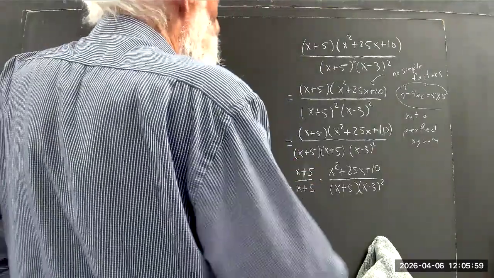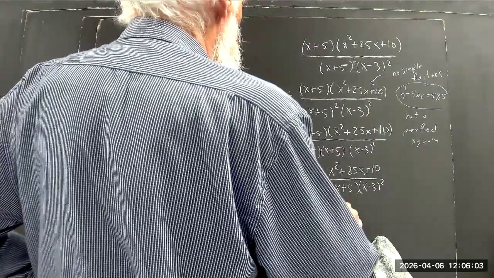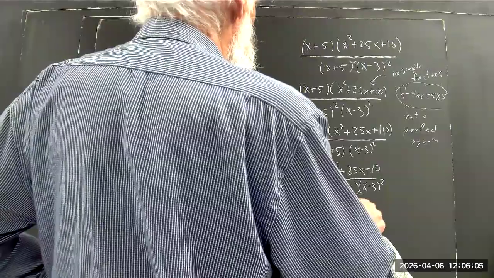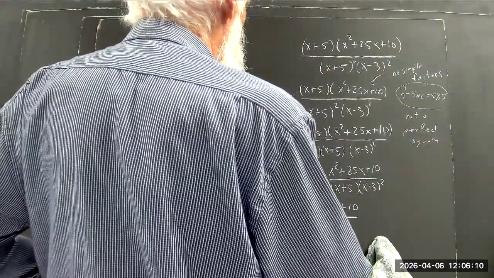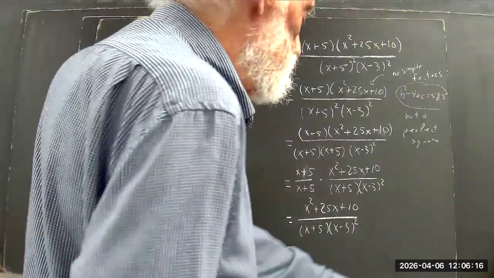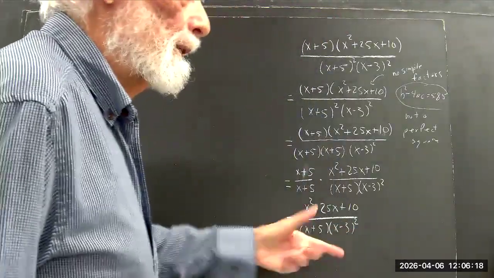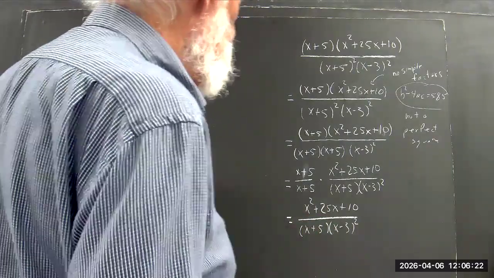x plus 5 over x plus 5 is 1. So you just end up with x squared plus 25x plus 10 over x plus 5 times x minus 3 squared. Then if you're in a situation where you're expected to expand the denominator, you're safe expanding it.